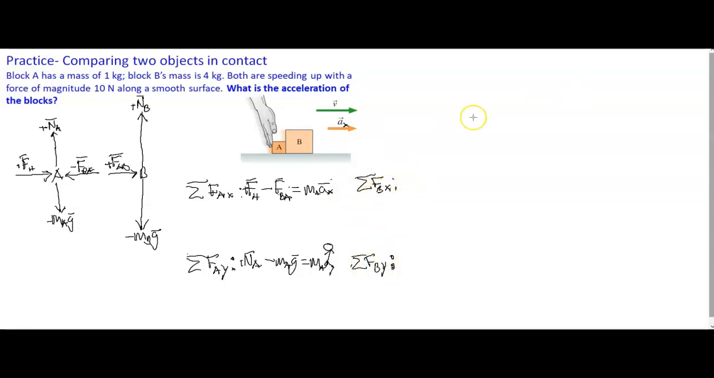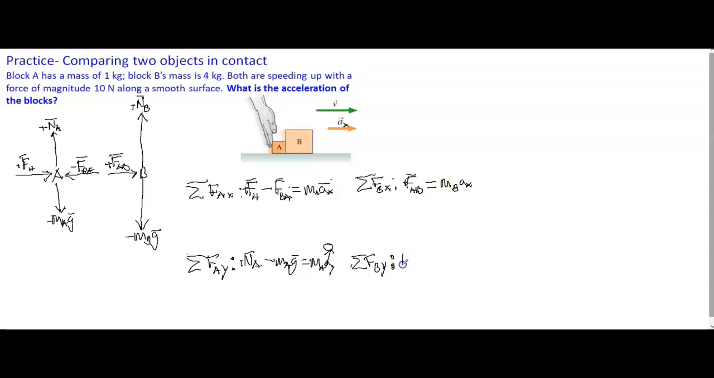Now I'm going to go ahead and sum the forces on block B in the x direction. So block B has block A working on it, and block A is pushing it to the right, and it has no other forces acting on it in the x direction, so we are going to go ahead and sum that as block B's mass times acceleration in the x direction.